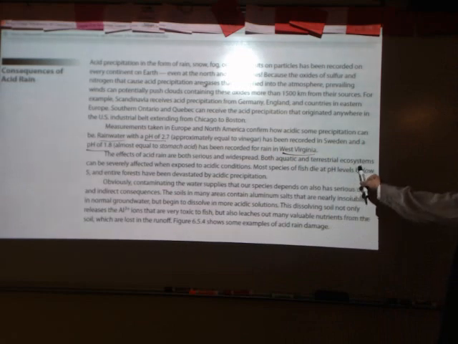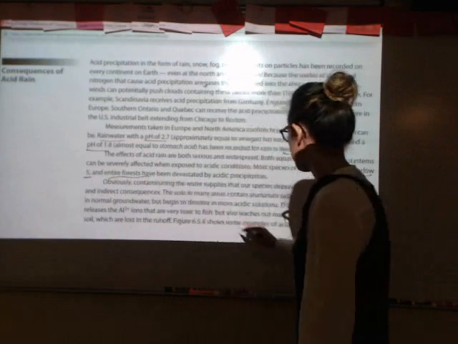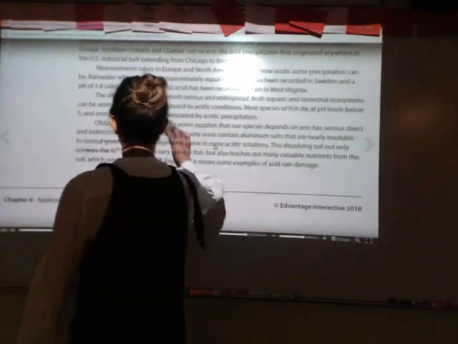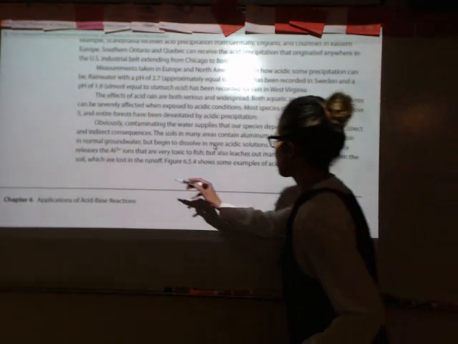Aquatic and terrestrial ecosystems can be severely affected when they're exposed to acidic conditions. Most fish die at a pH below 5. And entire forests have been devastated by acid rain. The soils contain aluminum salts, which are typically not soluble in groundwater, but they begin to dissolve with more acidic conditions. So if they end up dissolving, we release these aluminum ions into the soil, which are toxic to fish, and they leach out a lot of the nutrients that are valuable to soil.